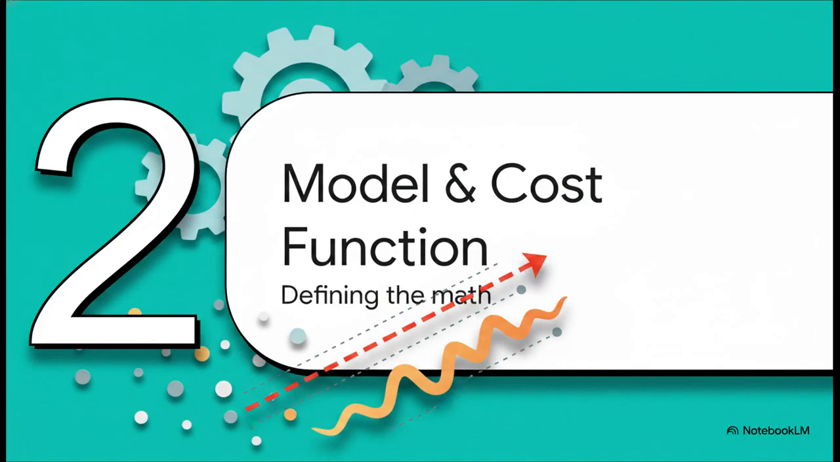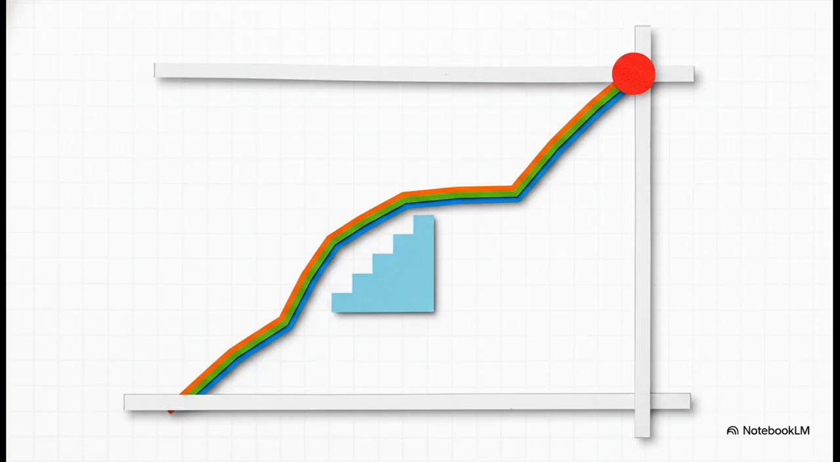Moving on to Section 2, the model and cost function. Let's look at how we mathematically define our model and, just as importantly, measure its mistakes. Let's break down the anatomy of this loop, starting with the model itself. The formula is y equals w transpose times x plus b. Now, what does that actually mean? Well, w is our weight, basically the slope. It tells us exactly how much y, our predicted house price, changes when x, our house size, goes up by just 1. And b? That's the bias.